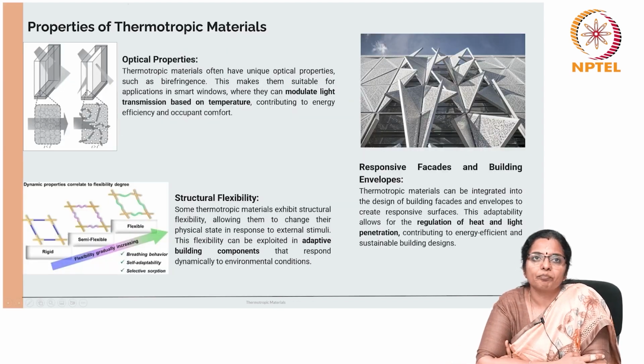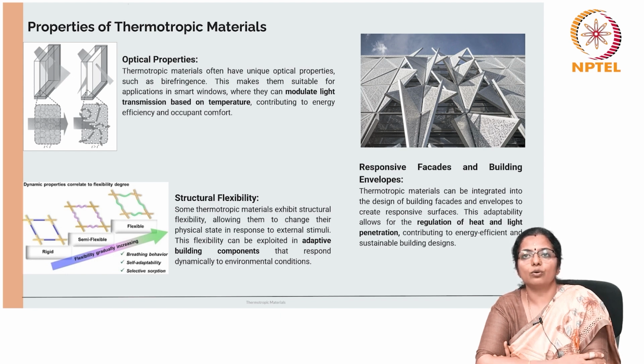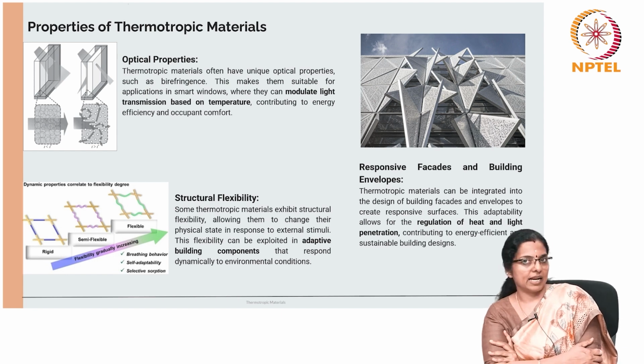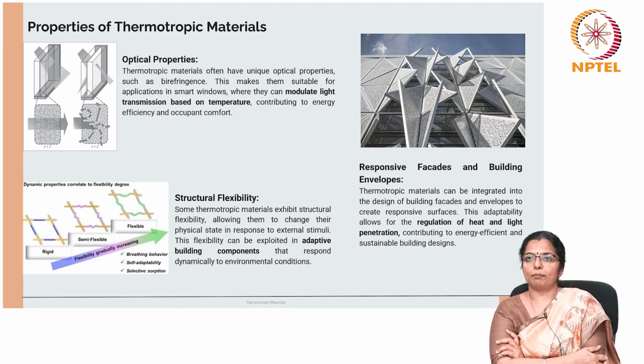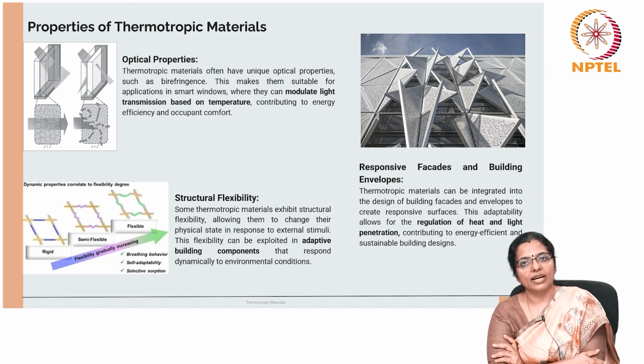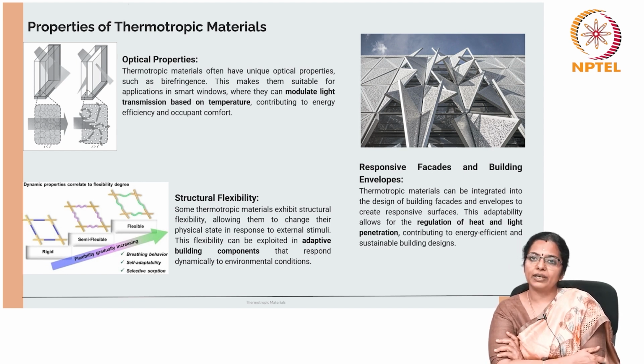Let us look at the other properties of thermotropic materials. First is the optical properties. Thermotropic materials often have unique optical properties such as birefringence. This makes them suitable for applications in smart windows where they can modulate light transmission based on temperature, contributing to energy efficiency and occupant comfort.